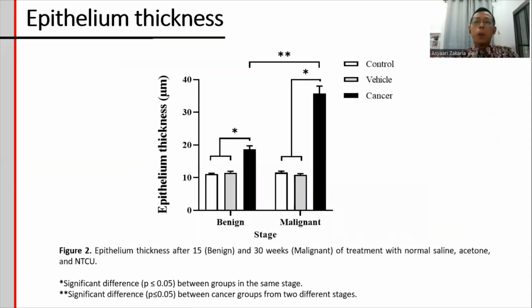From this staining also, we can measure the epithelium thickness, which was found to be significantly higher in the cancer group as compared to the vehicle and control groups. The increment of epithelium thickness was also found to be higher in the malignant as compared to the benign stage. From the histology and epithelium thickness analysis, we found that there is no significant difference between control and vehicle groups. Therefore, we suggested that the vehicle group alone is adequate as a valid control group for further assay.